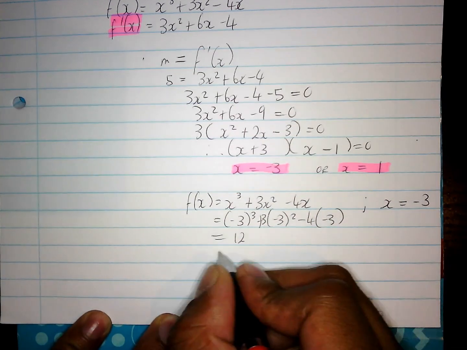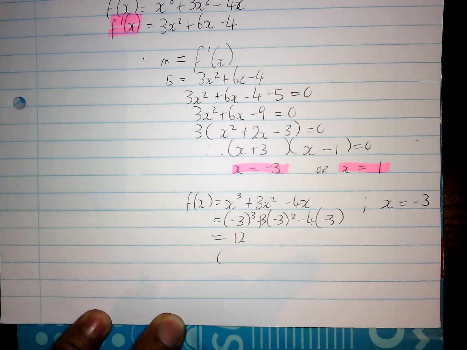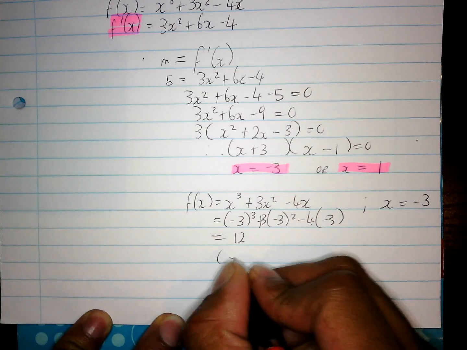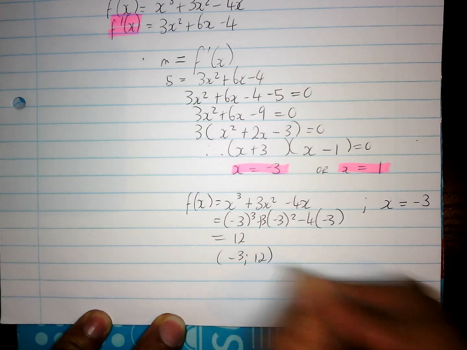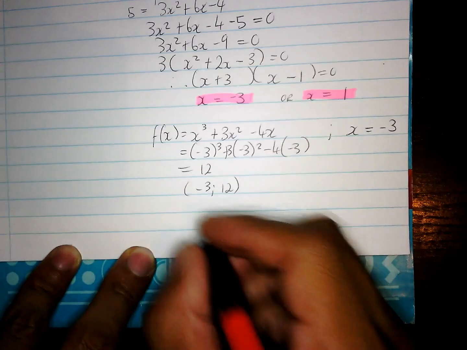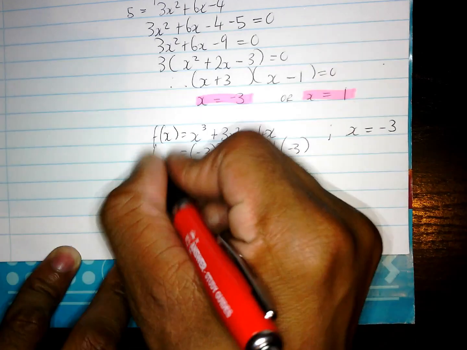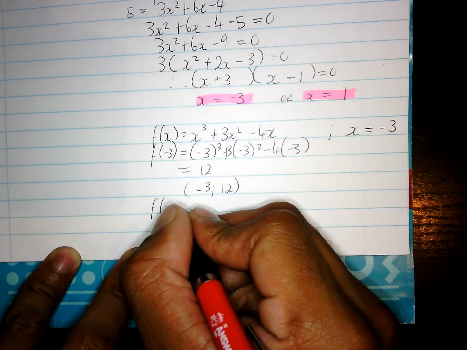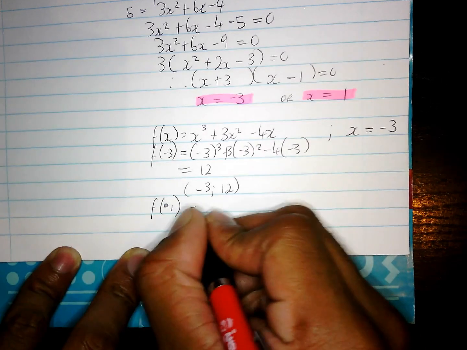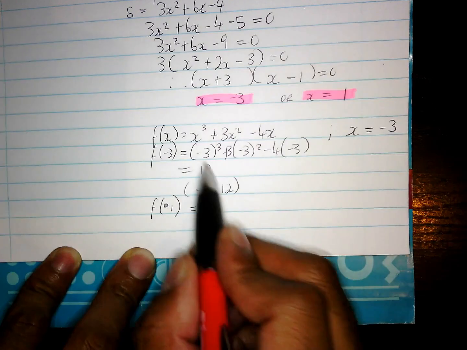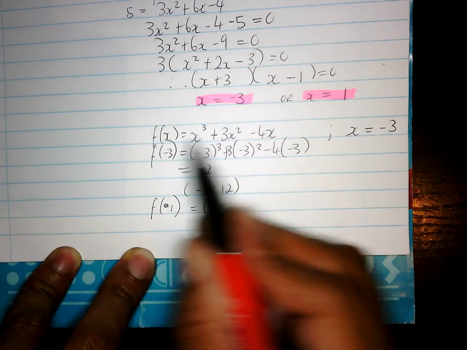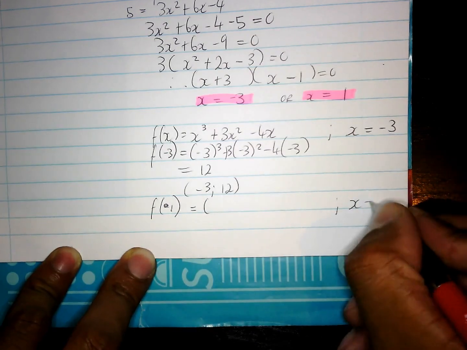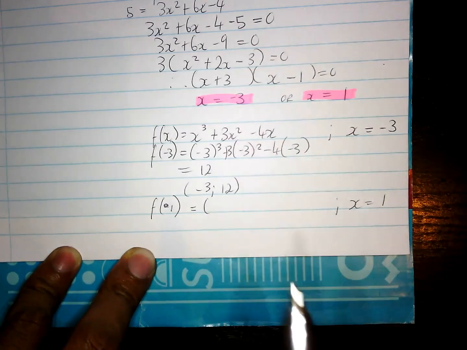So meaning that the first coordinate of the point of contact between the graph of f and one tangent line is minus 3, which is 12. So this is f of minus 3. Then for f of 1, we're going to use the very same equation. We're just going to substitute x of 1 into the original equation to find y.